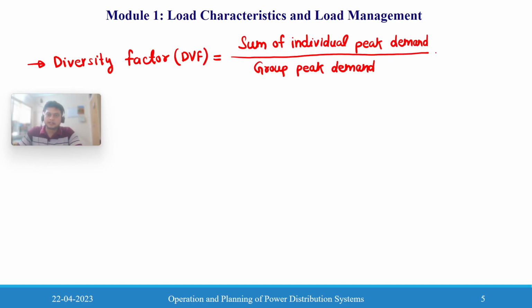Writing it in short form, the sum of individual peak demand, that is, the sum for i equal to 1 to n of Pi max, to the ratio of group peak demand aggregated. It is also called coincidence peak demand, aggregated peak demand. So, P_GR max.